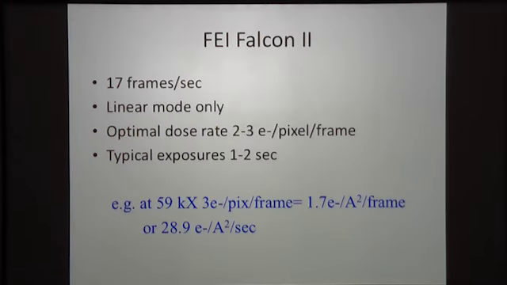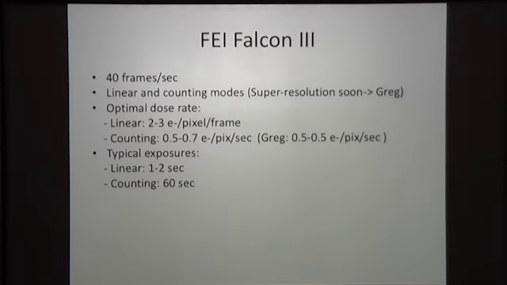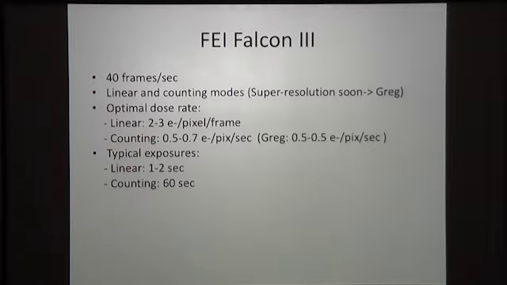So another example, at 59,000, this dose rate, you aim for about 29 electrons per angstrom square per second. Then the Falcon 3 is faster, 40 frames per second. It can do linear and counting modes. And Greg promises us, he's working on it soon, he'll be able to do super resolution. And because the signal at Nyquist on the Falcon 3 is higher, you'll be able to get more useful information from these super resolution images.